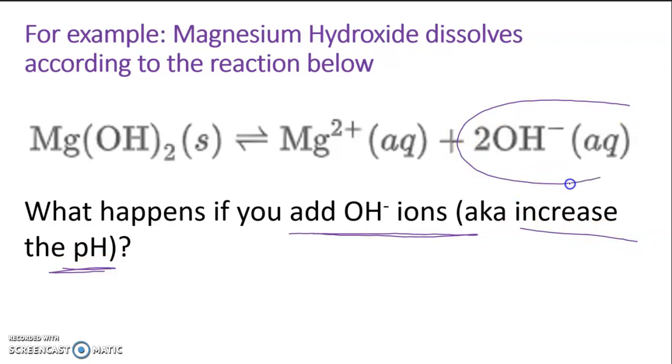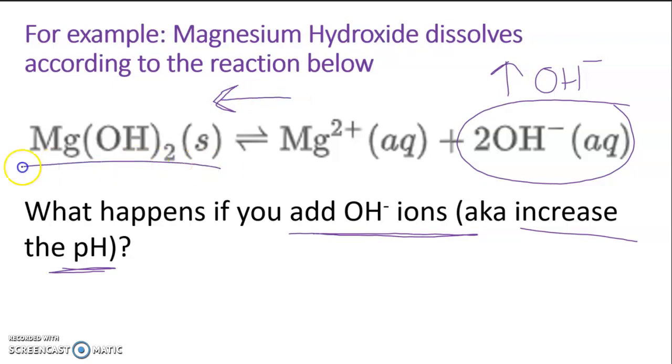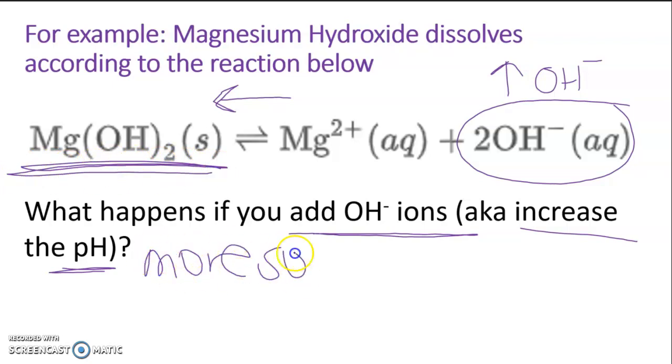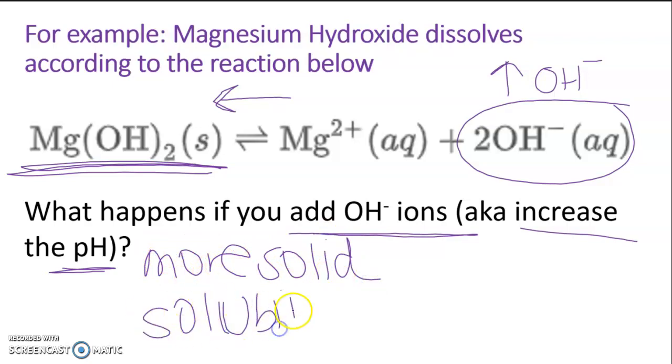That means I'm adding a product. If you increase the amount of product, the reaction is going to shift left or favor the reverse reaction to get back into equilibrium. And if it's favoring the reverse reaction, we're making more solid. And if we're making more solid, that means that solubility has gone down or decreased, because there's not as much dissolved anymore.